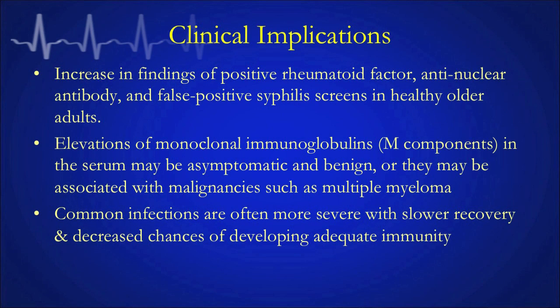So what are some of the clinical implications? I think all of us know that when you do lab tests, there is increased evidence of autoantibodies that older people often have. The rheumatoid factor is positive, ANA is positive, and they may have false positive tests, for example, for syphilis. Also, we know that there is elevation of monoclonal immunoglobulin. Sometimes it's asymptomatic, but we also know that multiple myeloma is a lot more common in older individuals.